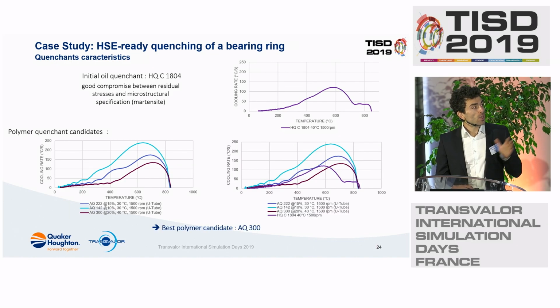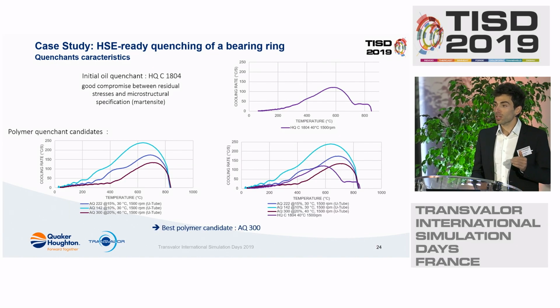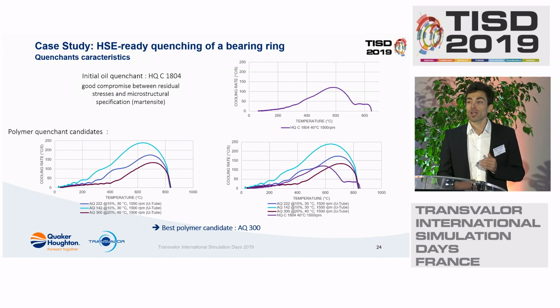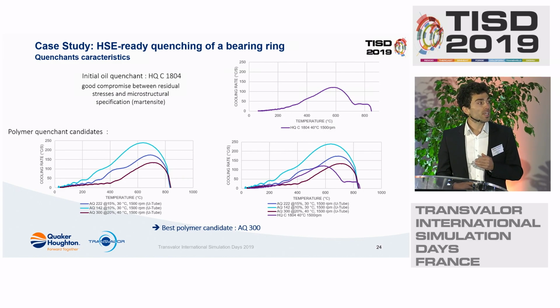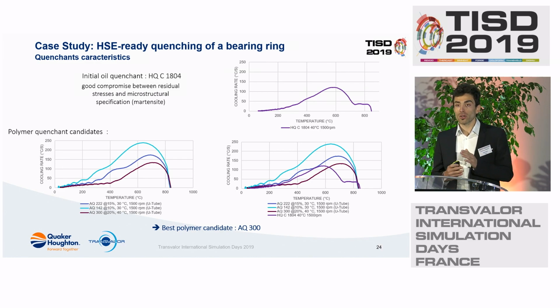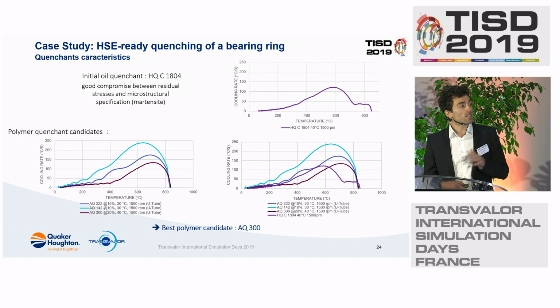And if we compare all these severity curves, none of the polymer candidates replicates the severity curve of the oil quenchant, which is normal because oil and polymer can't behave the same way. But at least we can here consider the best candidate out of the 3 polymer candidates, which is the AquaQuench 300, which has at least a similar maximal cooling rate.